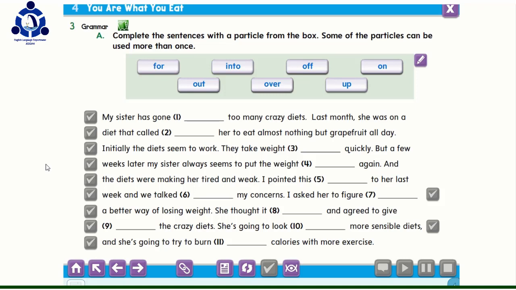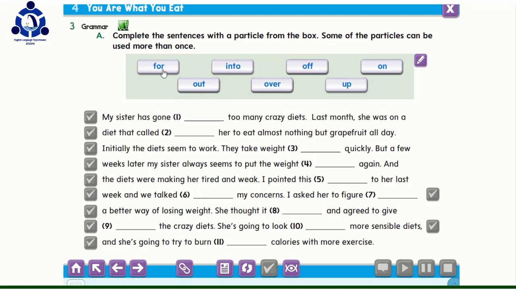So practice will help you memorize the words that you are given, or the examples before. Okay? Let's begin with exercise A on page 57. Let's read from the beginning. Complete the sentences with a particle from the box.